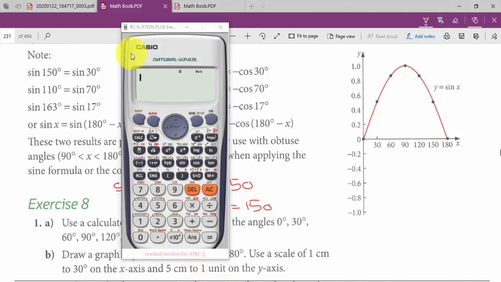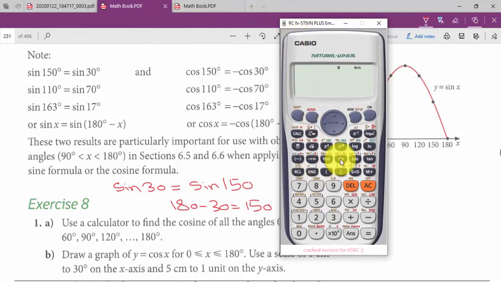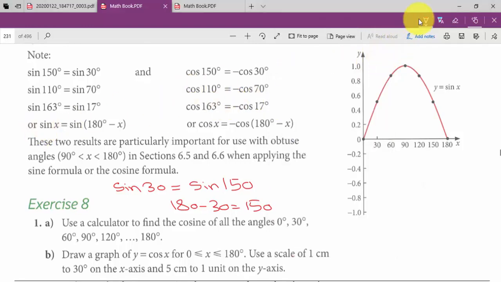So let's check this on the calculator. Sine of 30 is equal to 1 over 2. What about sine of 150? It is also 1 over 2. So this is always right. The sine of any angle, sine of x, is equal to the sine of 180 minus the same angle. It's always true. Let's have another example.